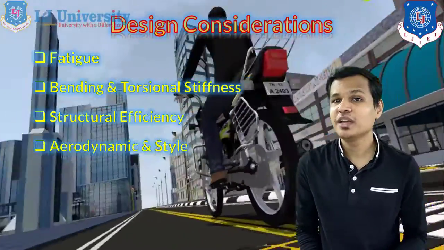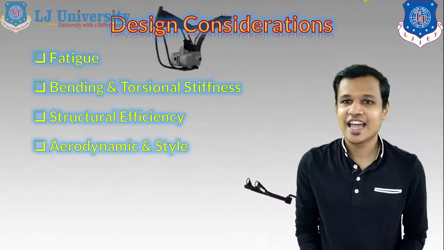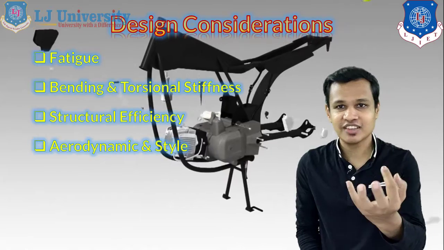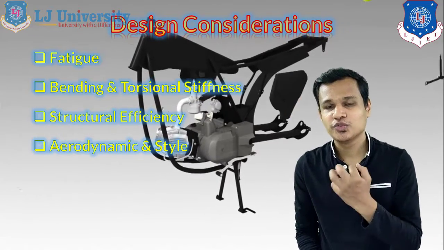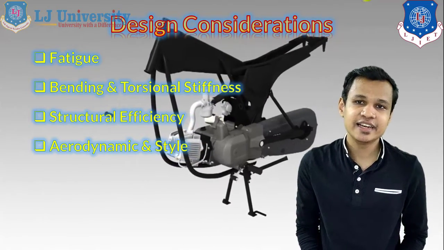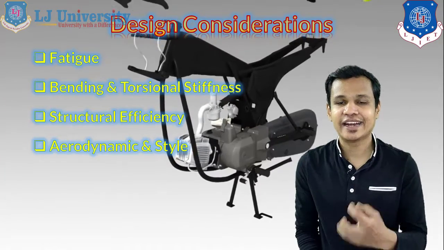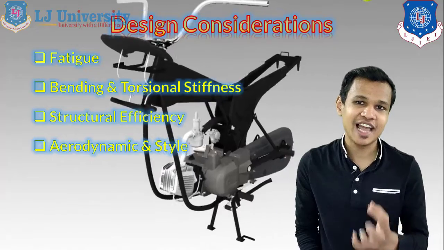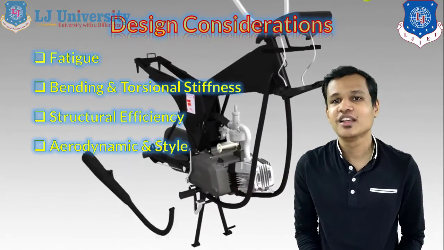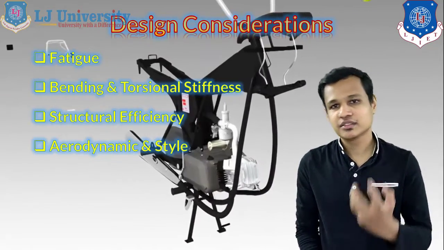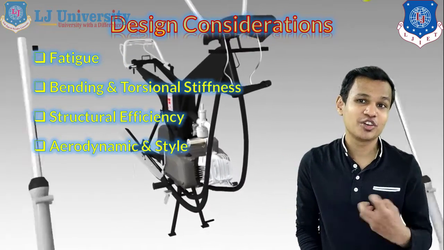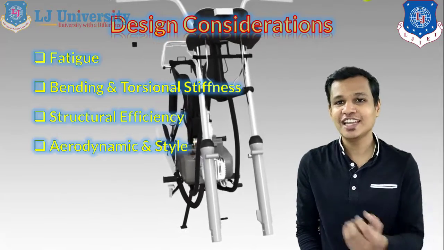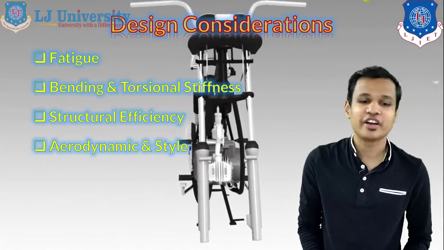Next is the aerodynamics and the style. The frame should be aerodynamic, which means that whenever there is airflow when the vehicle is being driven, the lowest amount of air drag is created, and also the aesthetic style, right? The styling of the two-wheeler is important as well, because generally youngsters will buy the sports bike compared to the normal spender or passion type bikes because the styling is better. So styling of the frames is also an important factor.